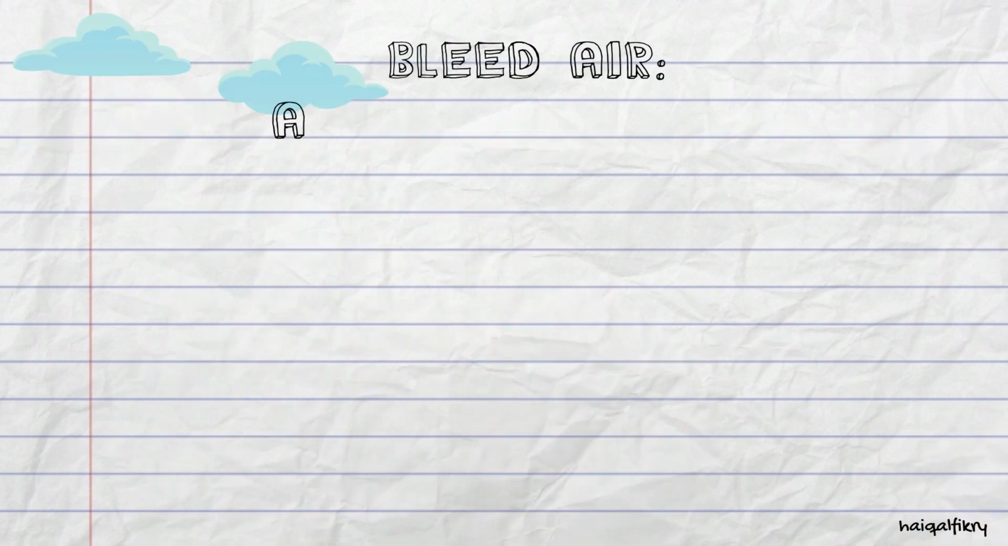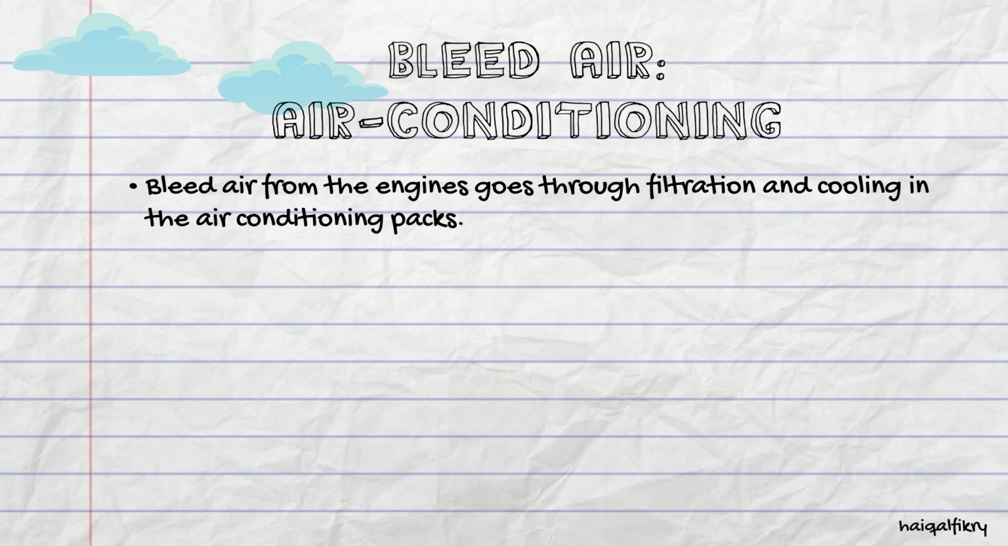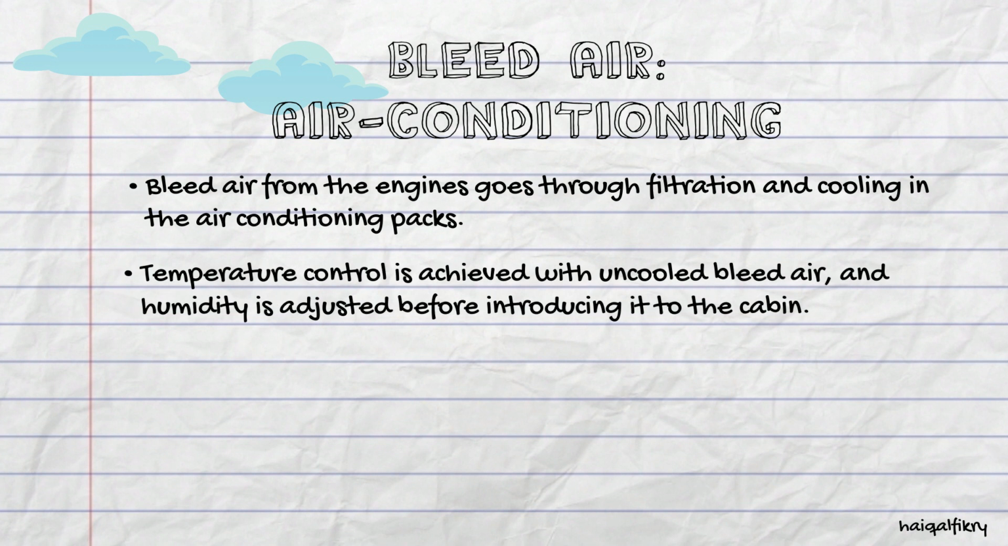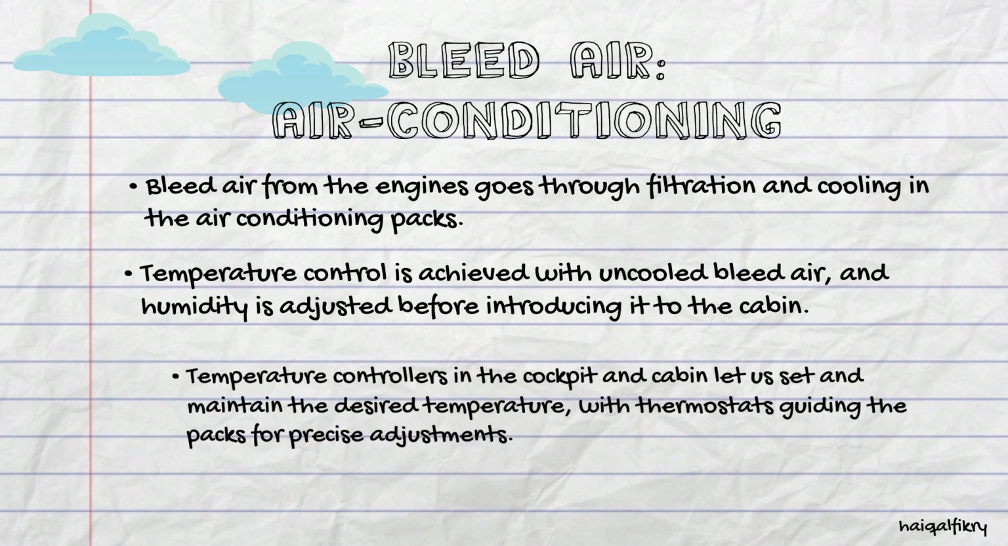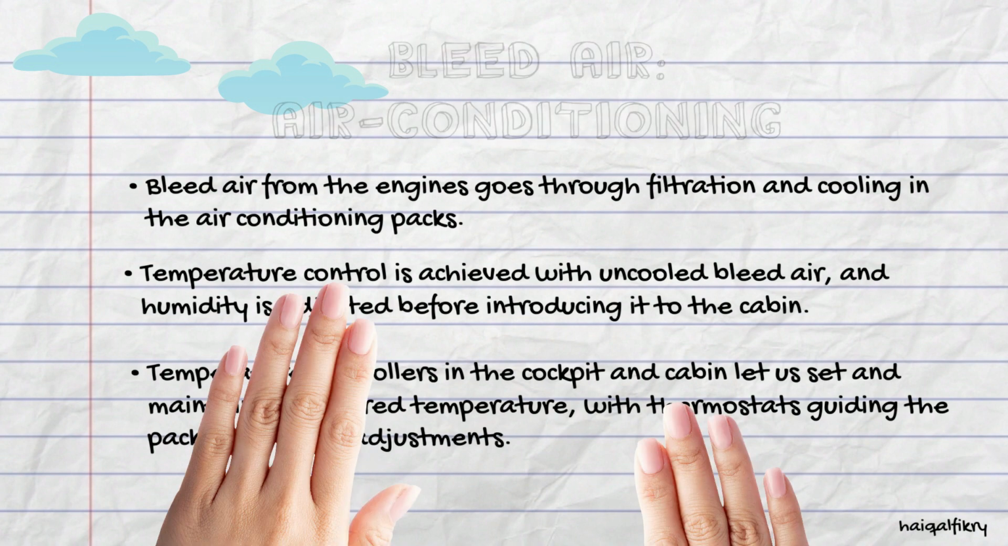Now, let's briefly discuss the uses of bleed air in air conditioning system. Bleed air is routed to the air conditioning packs where it is filtered and then cooled using an expansion process. The temperature of the air is regulated using uncooled bleed air and the humidity of the mixture is adjusted prior to introducing the air into the aircraft cabin. Temperature controllers in the flight deck and cabin allow adjustment of the target temperature, and thermostats provide feedback to the packs to demand an increase or decrease in the output temperature.